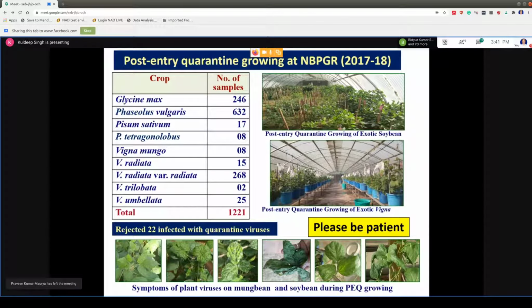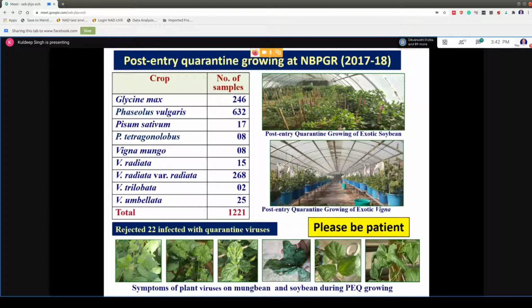My younger faculty, be careful if you are committing something to the thesis of the students. Don't do that until you have the seed in your hands. To give you one example, we have recently introduced 2000 accessions of soybean. And soybean has many diseases.